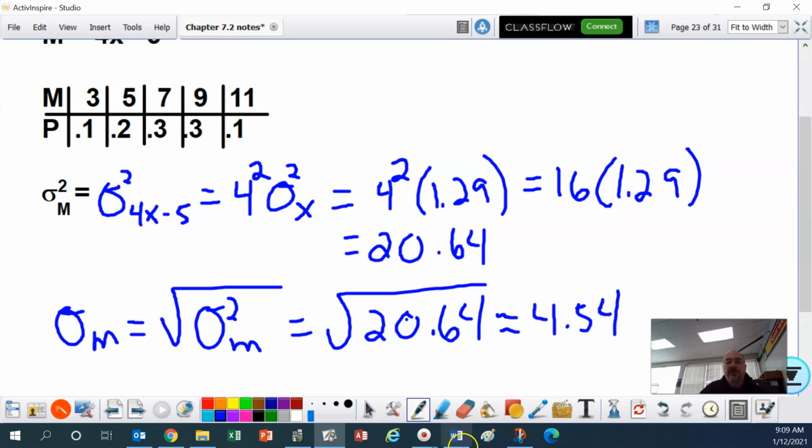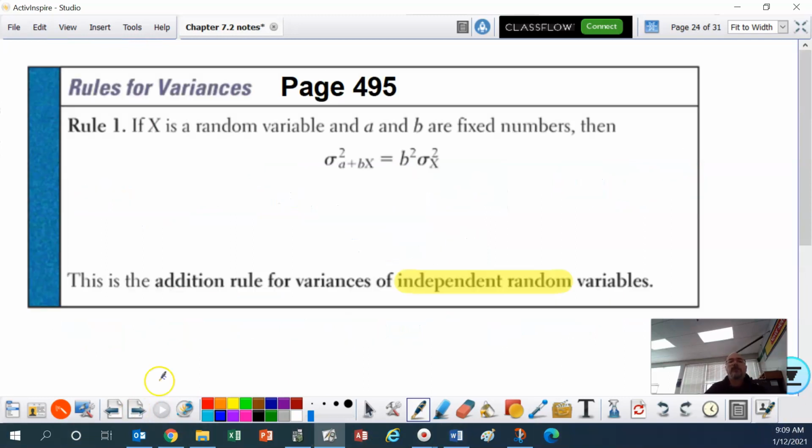Okay, so let's look at the general rule here, ladies and gentlemen. Rule number 1, rules for variances, page 494. Look at it right here. Again, adding or subtracting something, notice that disappeared when I rewrote it, b squared times the variance. And note it's on independent random variables, okay?